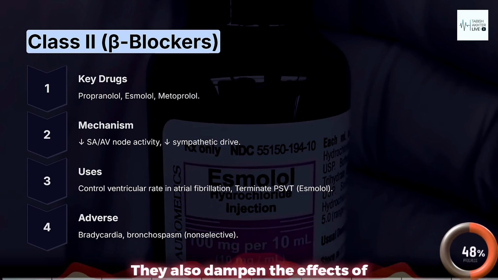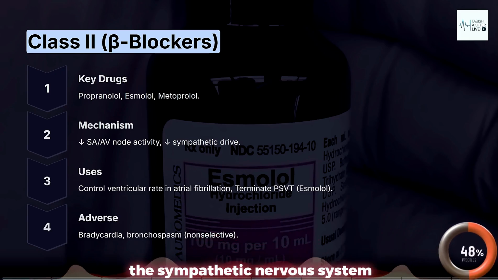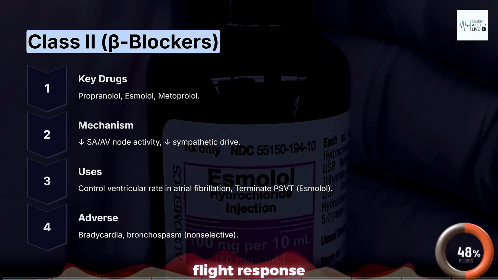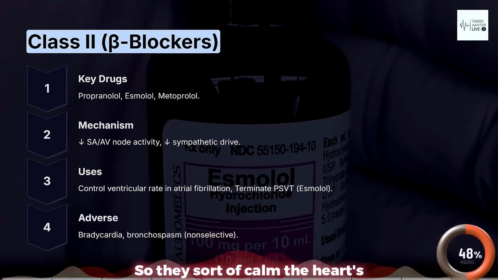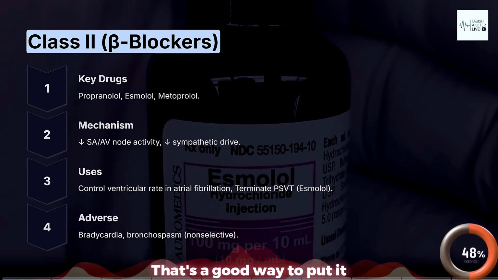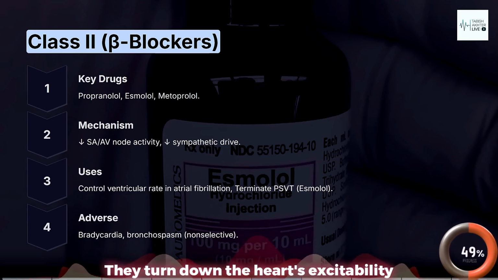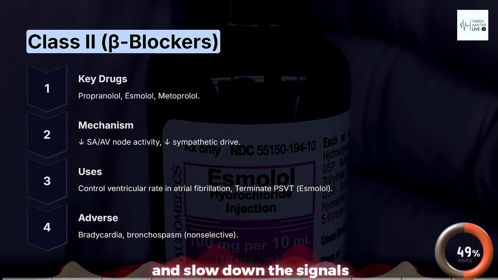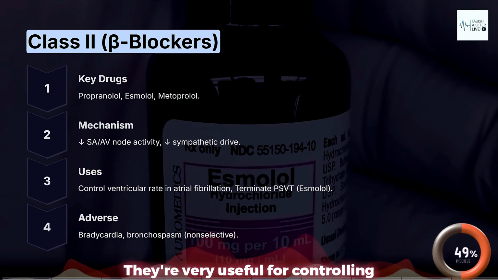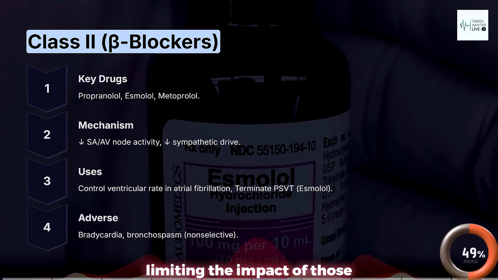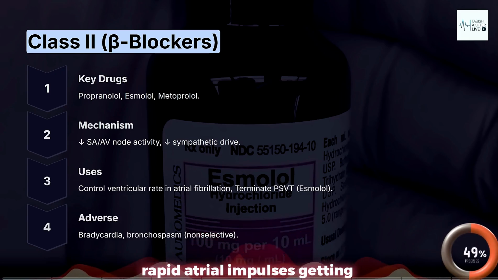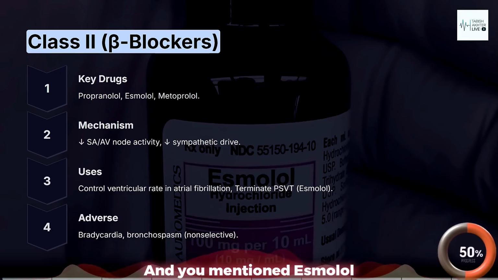Okay. They also dampen the effects of the sympathetic nervous system, the body's fight or flight response, which can often trigger or worsen arrhythmias. So they sort of calm the heart's electrical system down. That's a good way to put it. They turn down the heart's excitability and slow down the signals. They're very useful for controlling how fast the ventricles beat in atrial fibrillation, for instance, limiting the impact of those rapid atrial impulses getting through. And you mentioned esmolol.